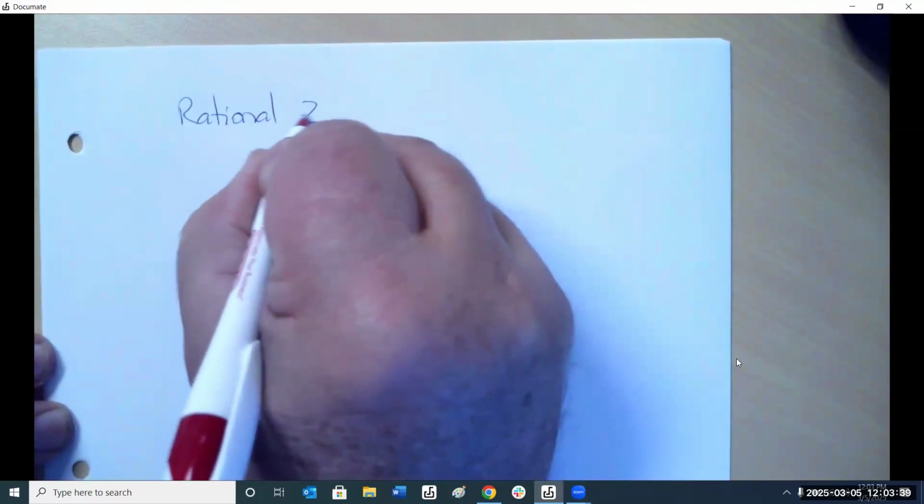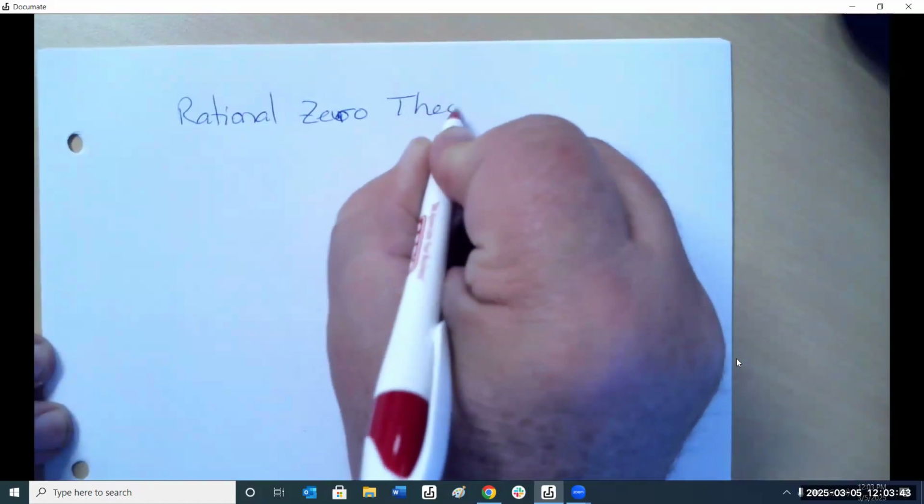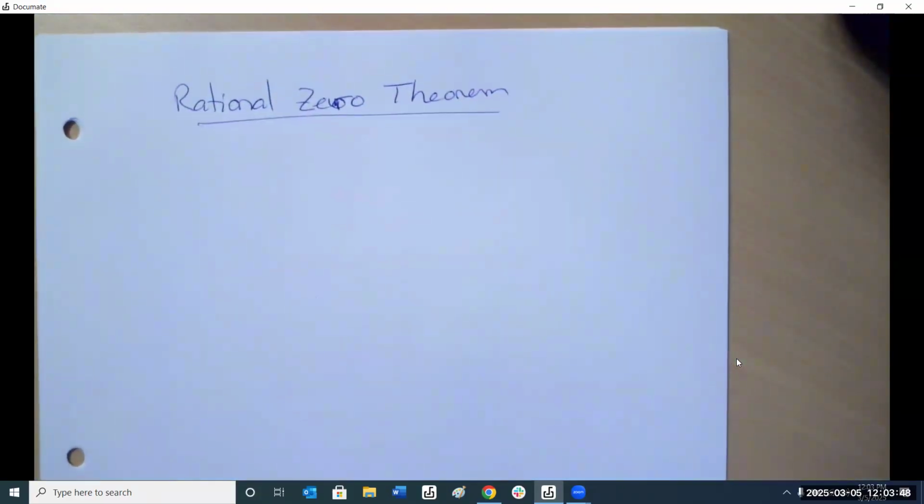The rational zero theorem. This is the theorem now, because up until now, we haven't been concrete on anything. It doesn't tell us exactly how many we're going to have. It doesn't tell us which ones you're going to have. It just tells us that they're going to exist. Now we're going to start narrowing it down.